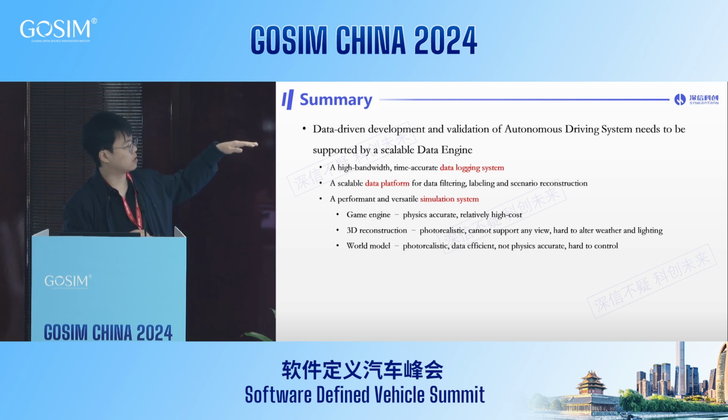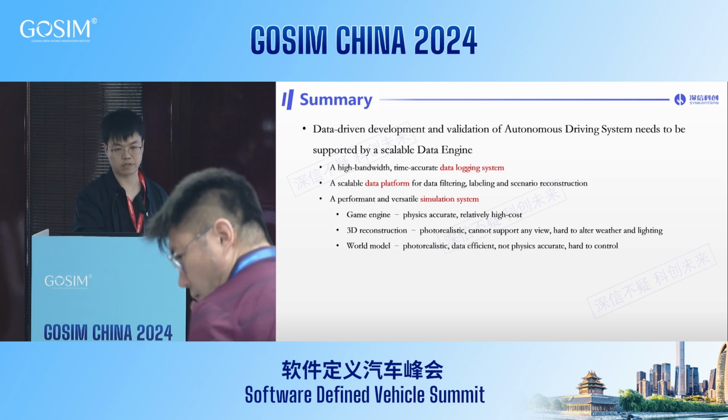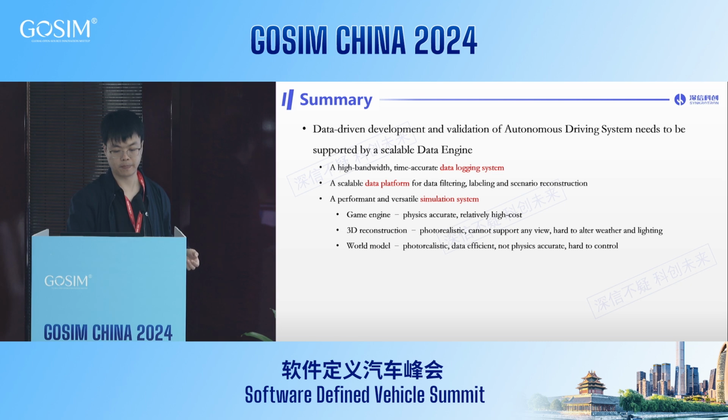So these are all the real data path. But in order to utilize synthetic data, you also need a performant and versatile simulation system. These simulation systems can be built from game engines, which give you physics accuracy, but come with relatively high cost. You need to build those 3D assets first, and game engines are actually heavy. You can also build it from reconstruction technologies, where all the environment comes from reconstructed data from your testing fleet. This gives you photorealistic environments.